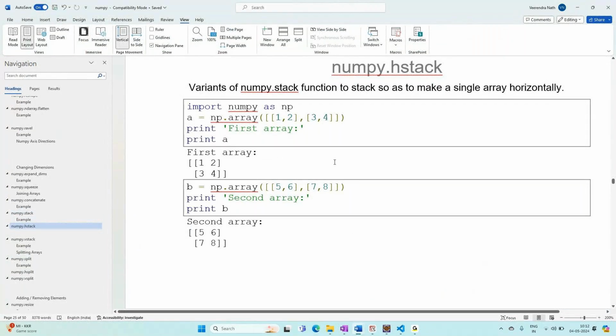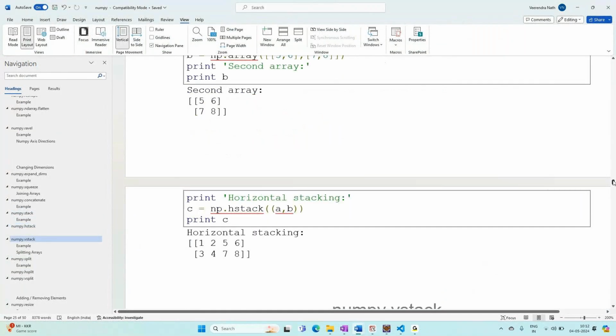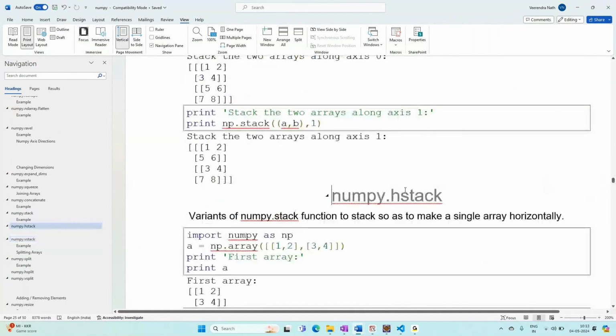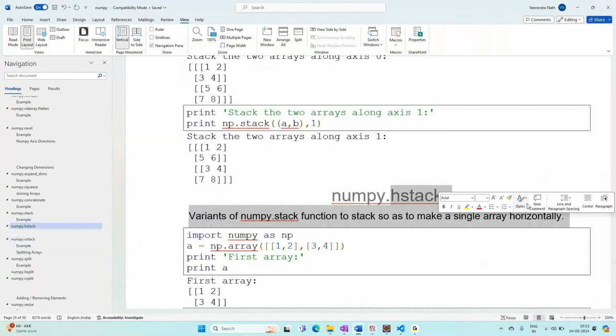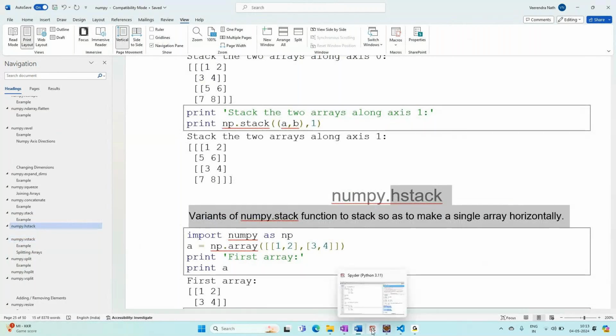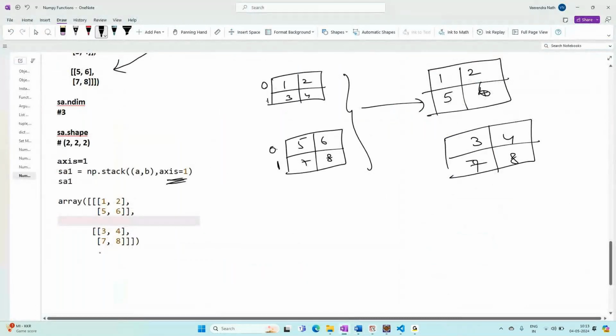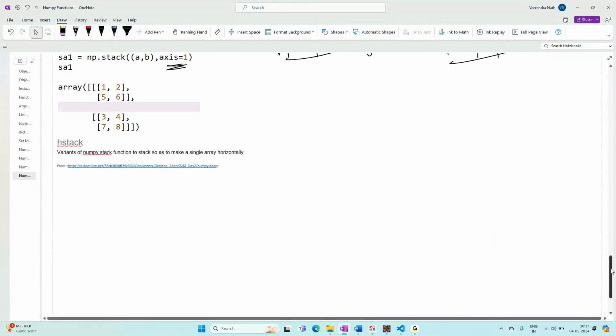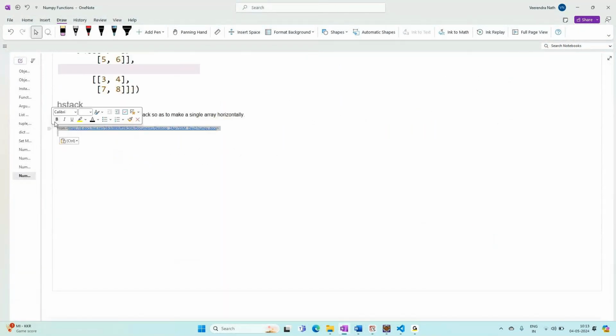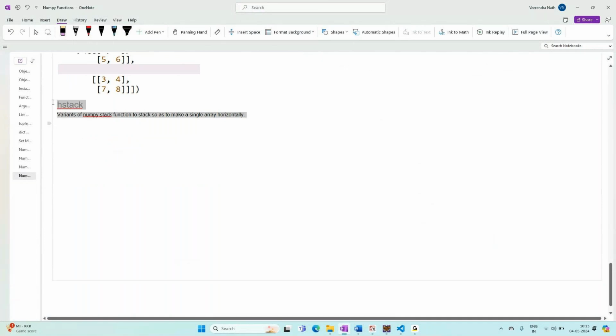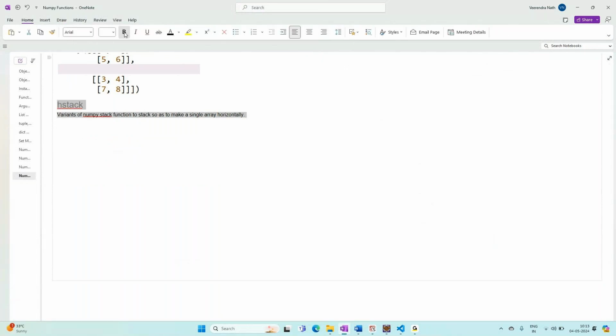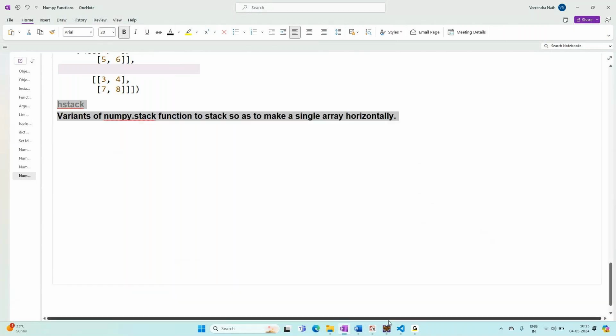Horizontal stack will do something like this. Okay, so anyhow, we will write. Next is H stack. What does H stack say? H stack will say that I will do a horizontal stacking of the elements. What I will do? I will do the horizontal stacking of the elements. So what is that horizontal stacking? We will understand.